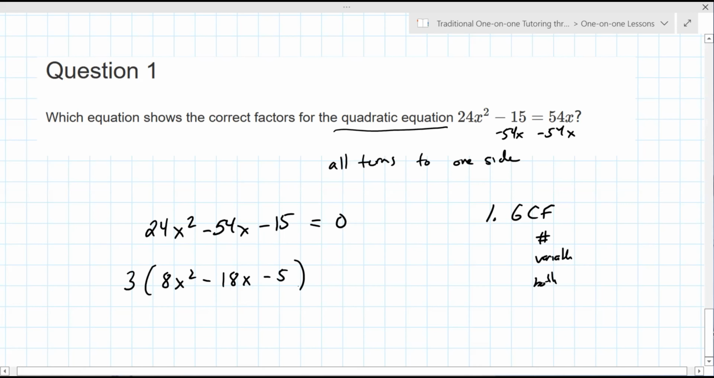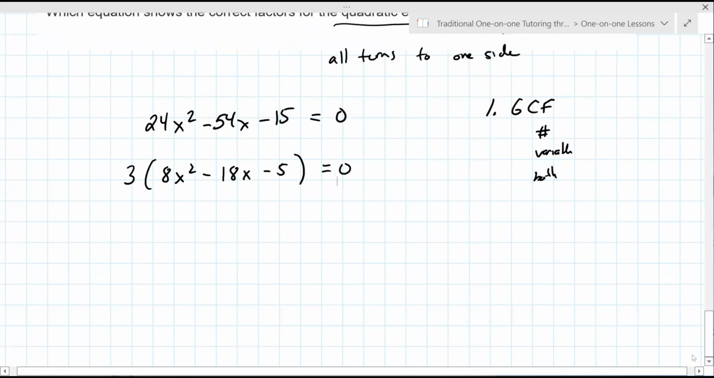Now what's interesting is if you chose the wrong number, or not one that's big enough, you would just do it again. But this is good now because there's no number that goes into 8, 18, and minus 5. All right, so from here, the technique is to multiply the 8 and the negative 5 together. 8 times negative 5 is negative 40. Right, and you want to find two factors that multiply to negative 40, but now add up to this middle one, negative 18.